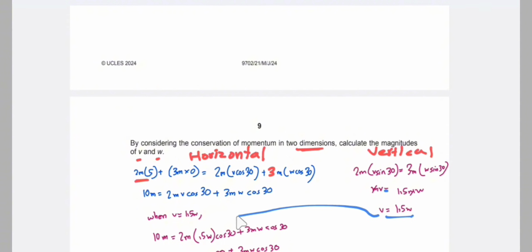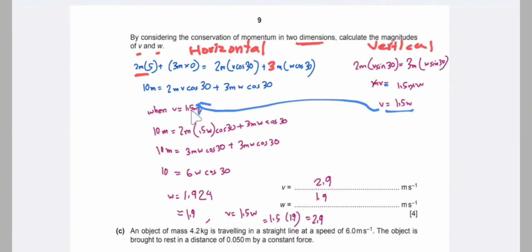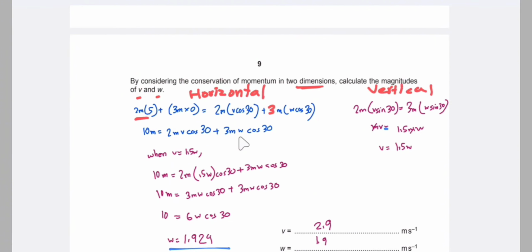Then we need to substitute the value of v in this equation, that is for the horizontal direction. After substituting the value of v, that is 1.5w, we get the value of w as 1.924, approximately 1.9. And what is the value of v? We substitute the value of w in the equation for v to find v as 2.9. So this is for 3 part B.